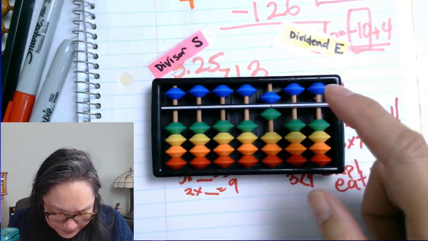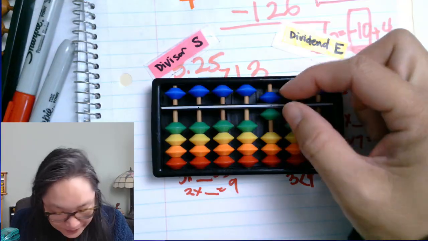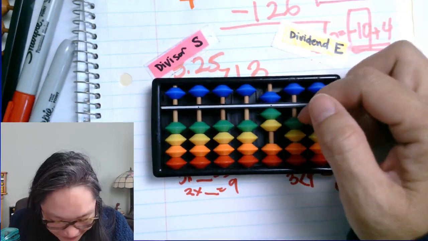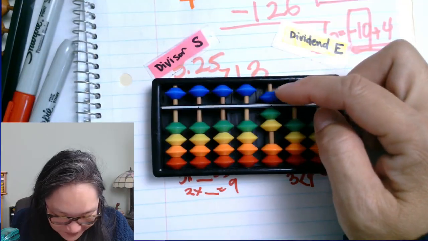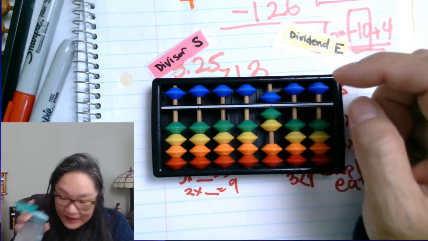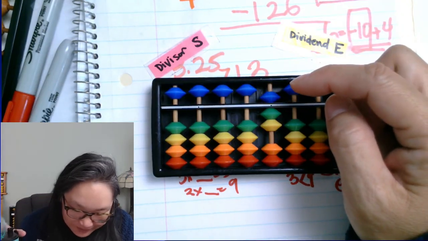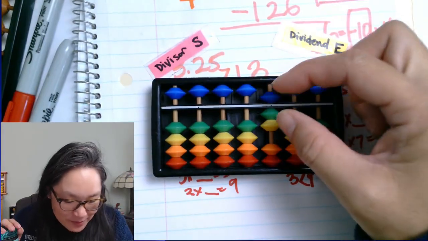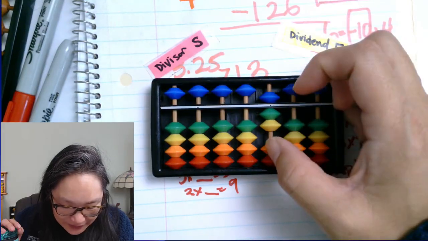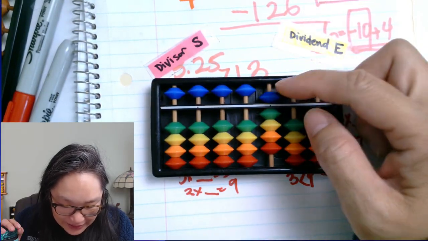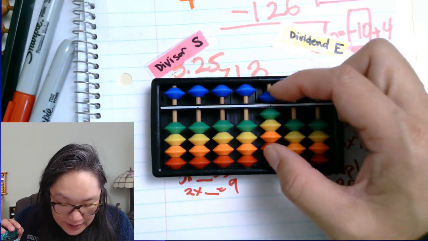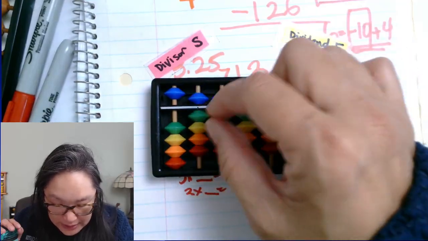This is 6. 5, 6, 7. Okay, 5, 6, 7. That's 8, and this is 9. 5, 6, 7, 8, 9. So if you notice, this is 9, this is 9, that's 9. These are all 9s.